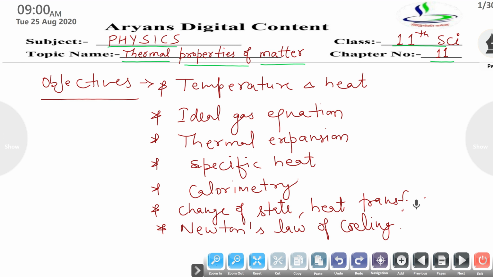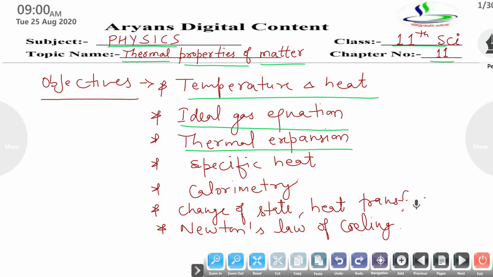Today we will study chapter 11, thermal properties of matter, in +1 physics. In this chapter the main topics we are going to discuss are temperature and heat, meaning what do we mean by temperature and what do we mean by heat. Then there is the ideal gas equation, generally known as the simple gas equation, PV = nRT, that we have to study.